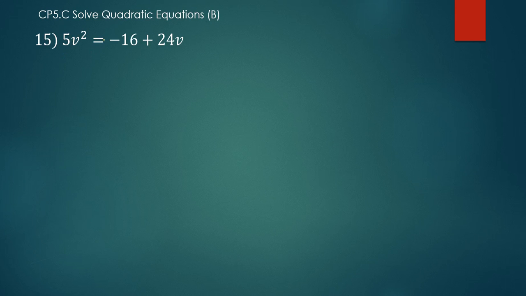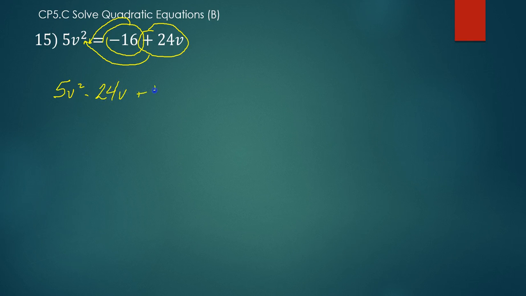And to do that, I need to have these two terms to the left of the equal sign, and I need only a 0 to the right of the equal sign. I know that this needs to come over here. I know that this plus 24v needs to go right after the 5v squared. So let's go ahead and make those changes. I have 5v squared minus 24v plus 16 equals 0.